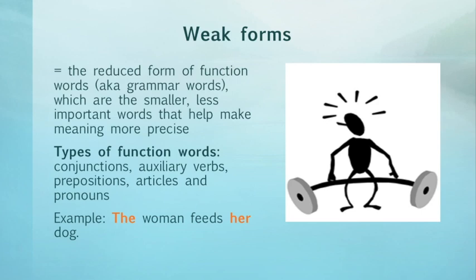So some types of function words are conjunctions, auxiliary verbs, prepositions, articles, and pronouns. And to give you an example in a sentence, the woman feeds her dog, the and her are function words. And woman feeds dog, those are the important content words that carry the meaning. So if someone just said woman feeds dog, you would understand basically what the message was in that sentence. But if they only used the function words, the, her, you would not receive that message at all. So while these function words don't carry the meaning, they do make the meaning more precise.